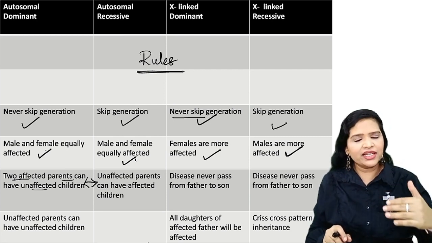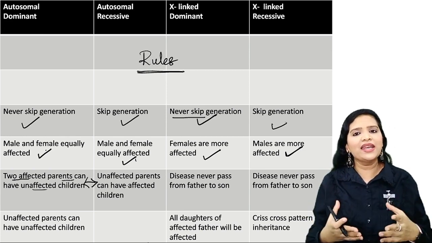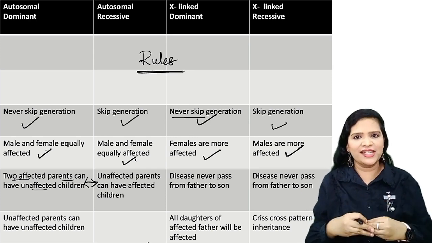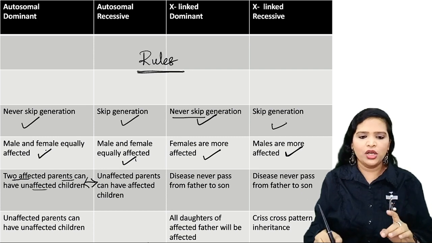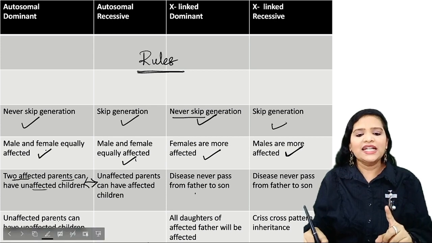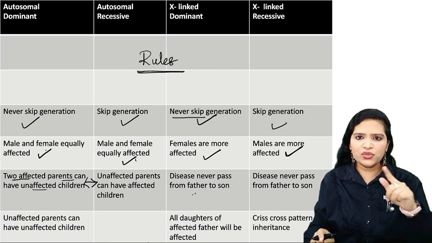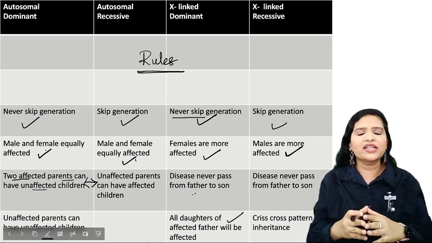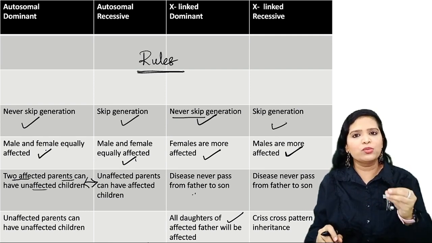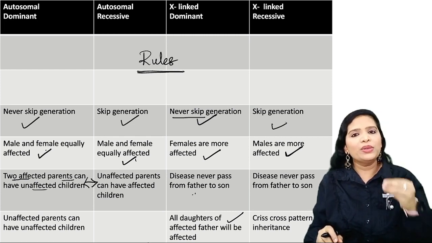Parents are unaffected. They don't have any disease, but the kid will have the disease. How? Because the parents are carriers. Each parent provides one mutated gene, so the recessive gene will come to the child, and the child will be affected. This is the point. Okay. Then in the case of X-linked dominant, the disease will never pass from father to son, whereas all the daughters of the affected father will be affected, because the father will provide the defective X chromosome to the daughters. So all the daughters of the affected father will have the disease.